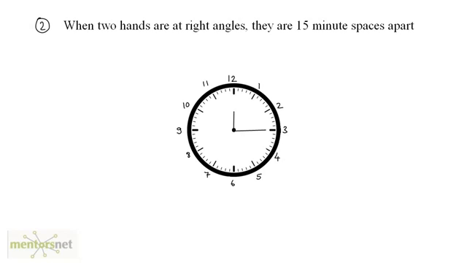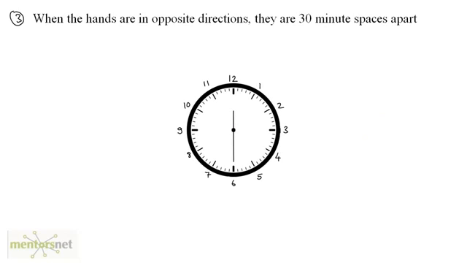Now let us move on to the second point. When two hands are at right angles, they are 15-minute spaces apart. In this figure, this is the hour hand and this is the minute hand, and these are at right angles. When they are at right angles, they are 15-minute spaces apart. If you count these minute spaces, they come out as 15. Even if the hands are like this, the smaller hand here and the longer hand there, if they are at right angles, they are definitely 15-minute spaces apart.